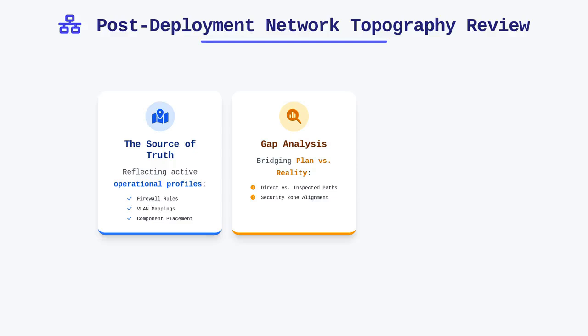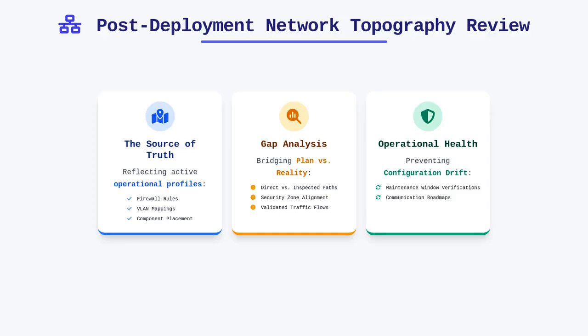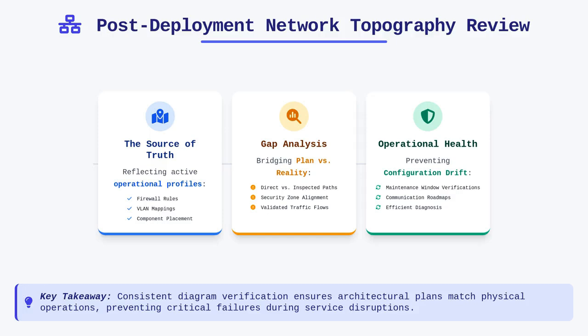We look for alignment between the intended security zones and the reality of the traffic flows that we validated through our previous testing steps. By maintaining these diagrams and verifying them during every maintenance window, you effectively keep a roadmap of your environment's communication fabric. This preparation is what prevents configuration drift and allows for efficient diagnosis should a service disruption occur later in the lifecycle.